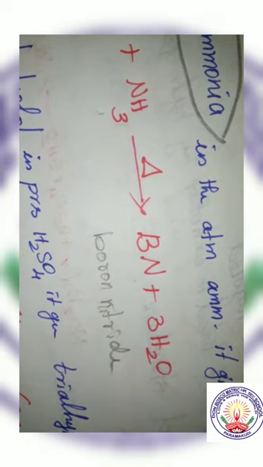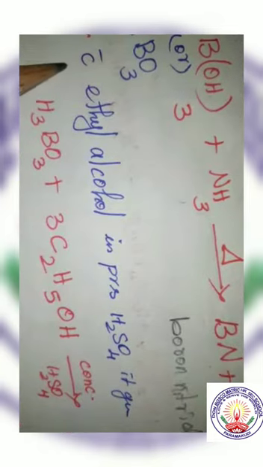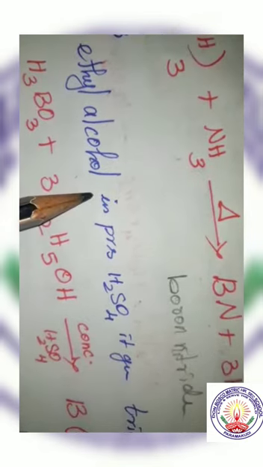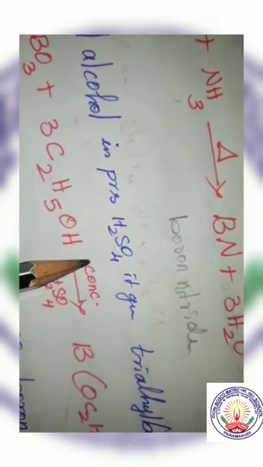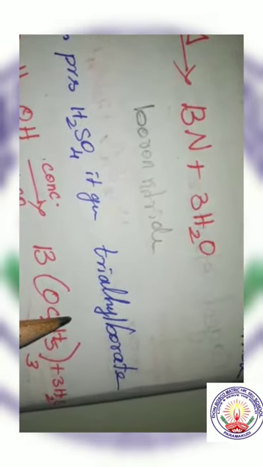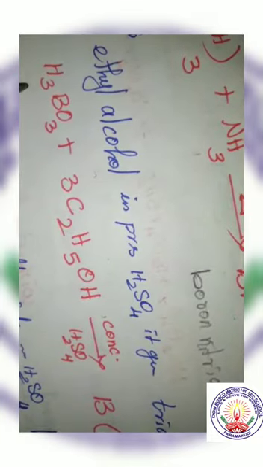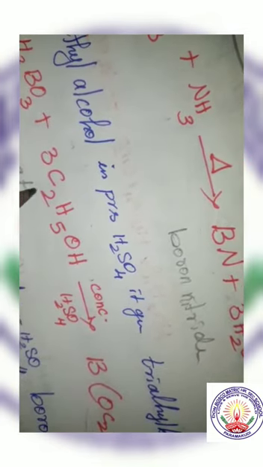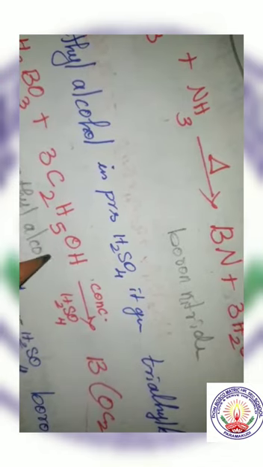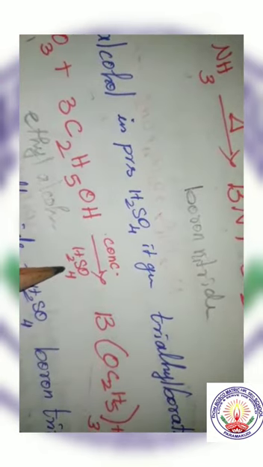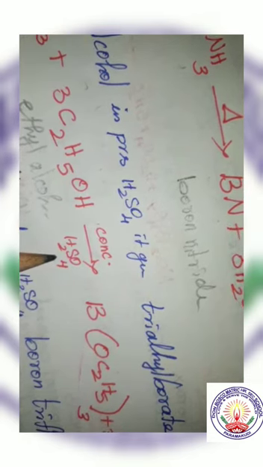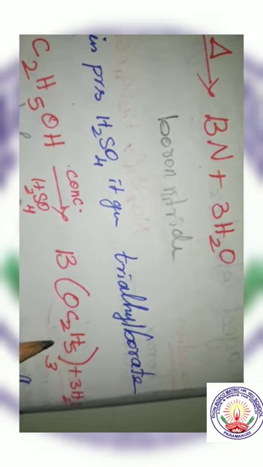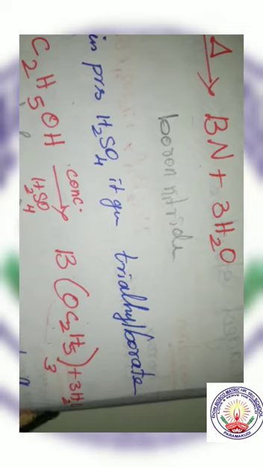Second reaction is this boric acid with ethyl alcohol. See this boric acid with ethyl alcohol in the presence of H2SO4 gives trialkyl borate. So this boric acid H3BO3, and this is ethyl alcohol. Ethyl alcohol in the presence of H2SO4 gives trialkyl borate. You see trialkyl B(OC2H5)3, trialkyl borate, plus we are getting water.